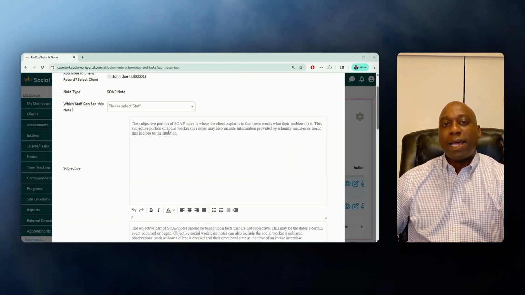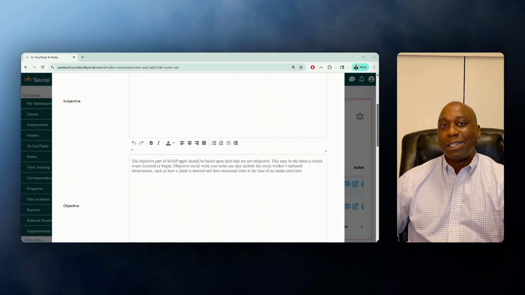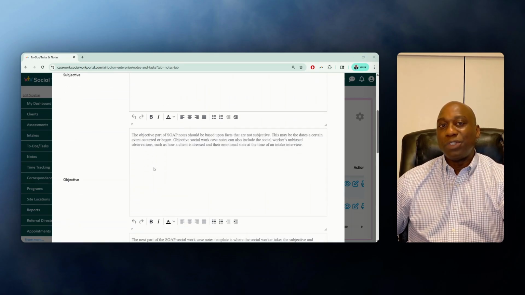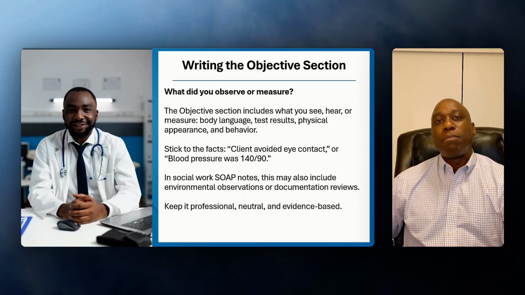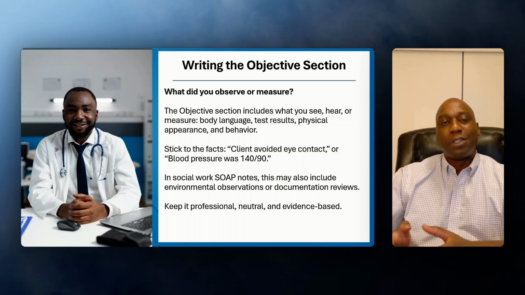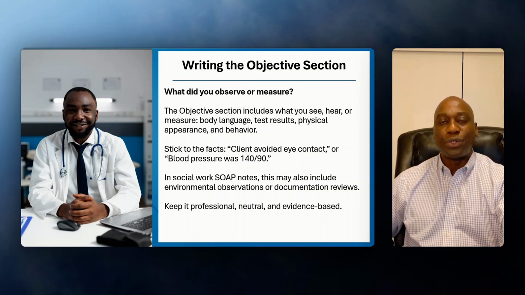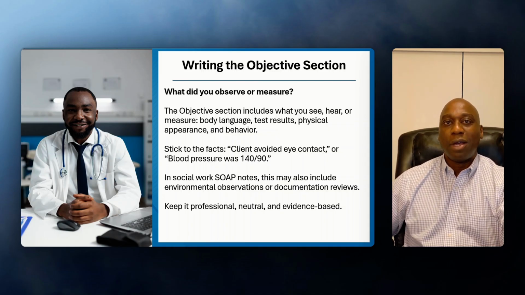At a high level, we just went over completing the subjective section of the SOAP notes template. The next section we are going to discuss is the objective section. In the objective section, this is where we shift to your observations. This includes things like posture, tone of voice, or clinical readings.